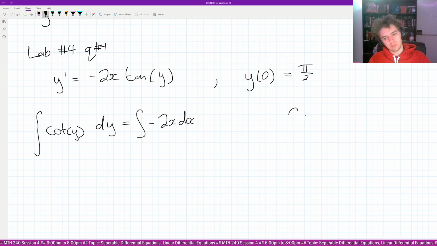Right, because again, the formula is the integral of 1 over g of y dy equals the integral of f of x dx.